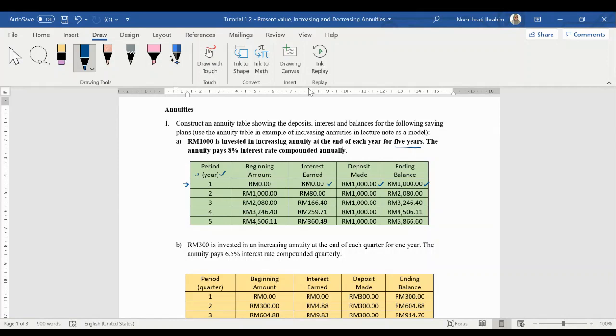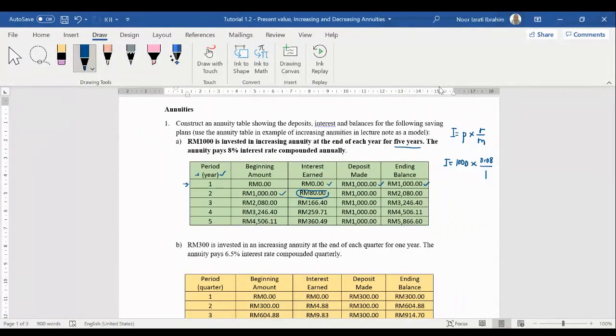The balance of the first period will become the beginning amount of the second period, 1,000 here. So how do we get the interest here? You have to show the working, actually. The formula to get the interest, I equals to P multiplied with R over M. So for the second period, I equals to 1,000 multiplied with R, 0.08 over 1. Why 1? Because it is compounded annually. We don't have to adjust the annual interest. The period is in the year already.